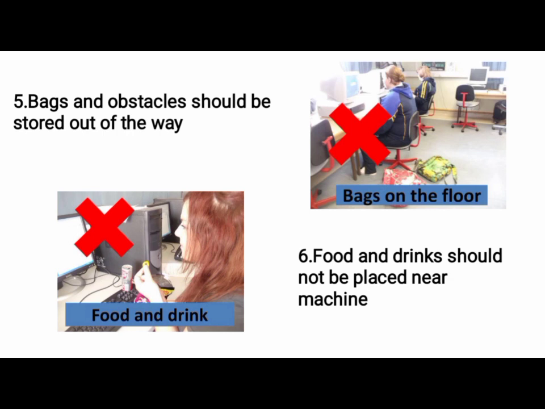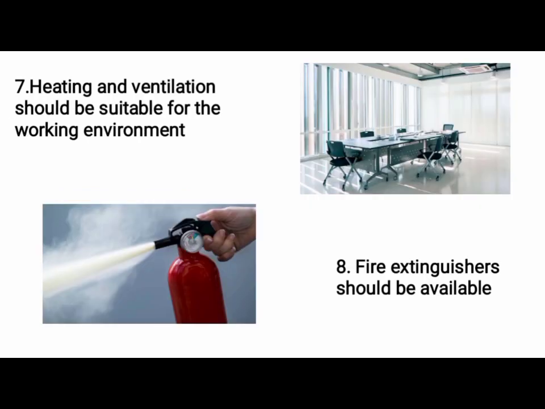Number 6, food and drink should not be placed near the machine para hindi magkaroon ng fire. Number 7, heating and ventilation should be suitable for the working environment. The main purpose of a heating, ventilation and air conditioning system is to help maintain good indoor air quality through adequate ventilation with filtration and provide thermal comfort. Number 8, fire extinguisher should be available.